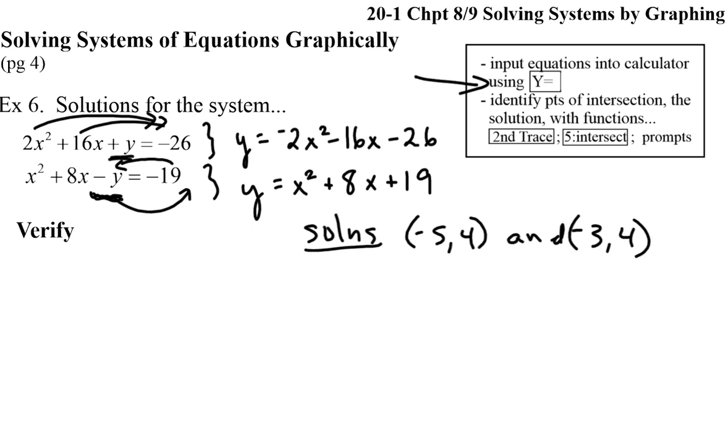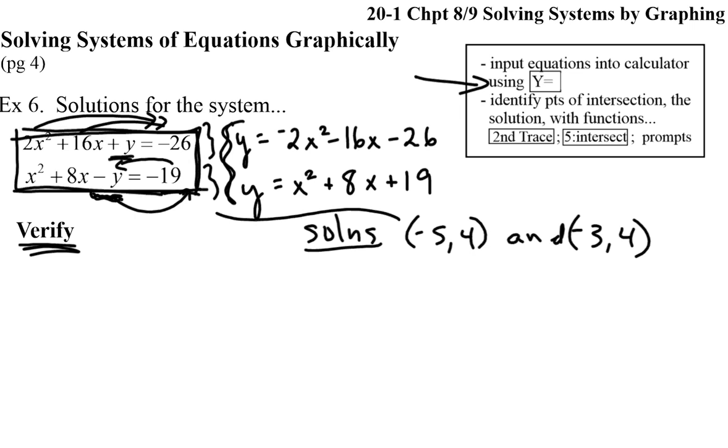Now, just for the length of the video, if you wanted to do verification to practice, you could. Even though we manipulated, you always want to verify in the originals. You would plug the negative 5, 4 into the originals. You would plug the negative 3, 4 into the originals. Give you a little hint, everything verifies correctly. You can give that a try.